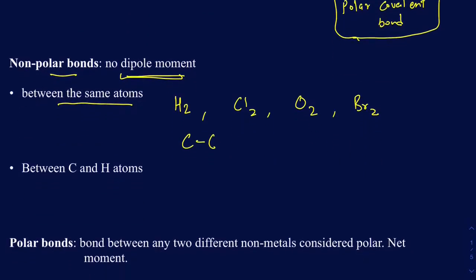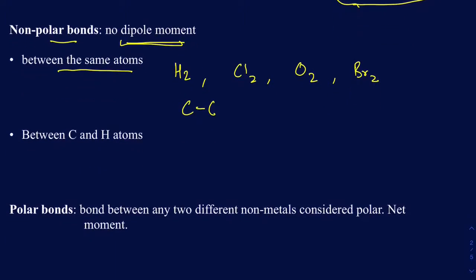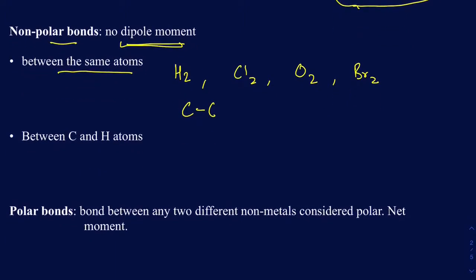All right, so what about a bond that's not between the same atoms and that's still going to be considered nonpolar? There are some bonds that you have to really worry about, but the most important one that's going to be between the heteroatoms and still considered nonpolar is the carbon-hydrogen bond.